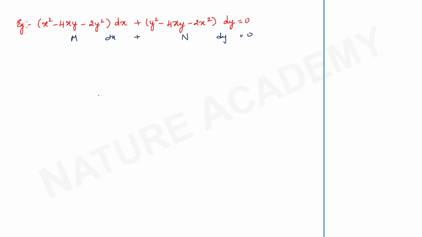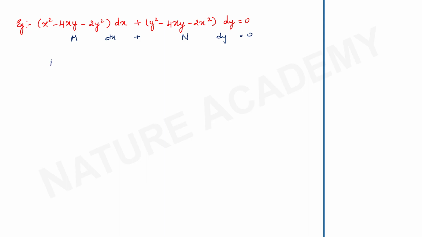The given equation is already in the form of M dx plus N dy is equal to 0. Therefore, you don't need to rewrite or rearrange this differential equation. You can directly find ∂M/∂y and ∂N/∂x. Then see whether the results for both the differentiations are the same. If it is the same, then proceed with the final step in order to find the general solution.